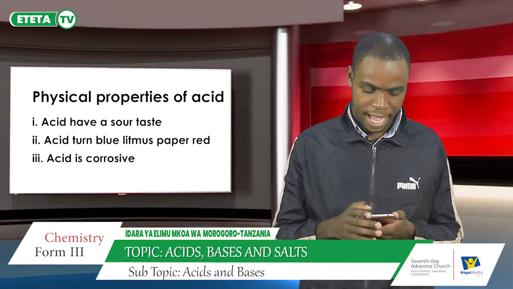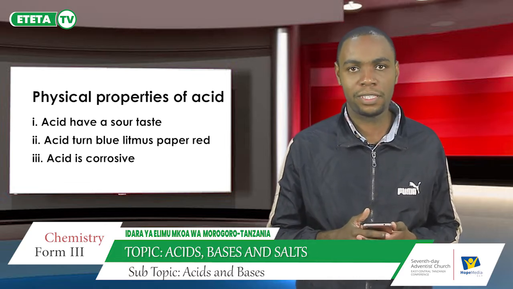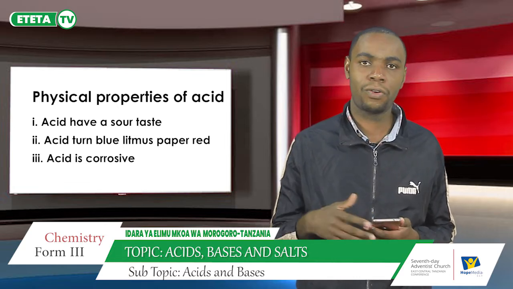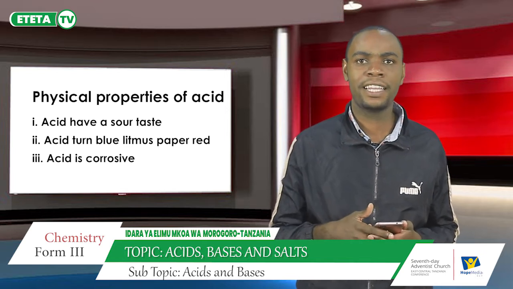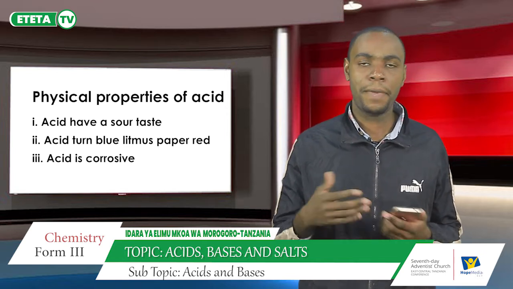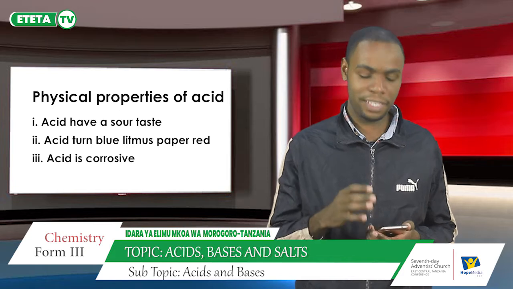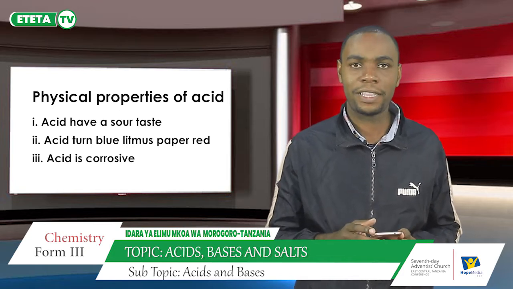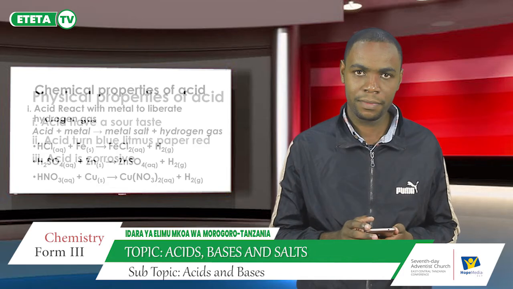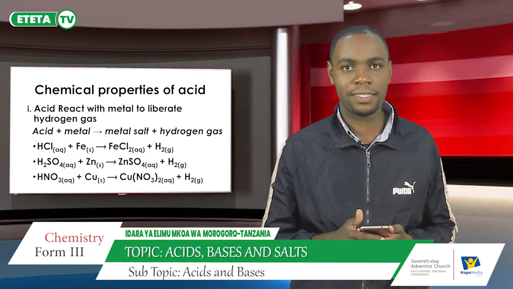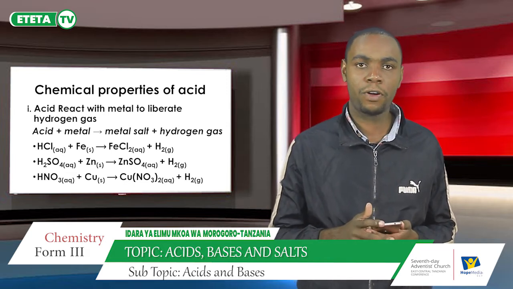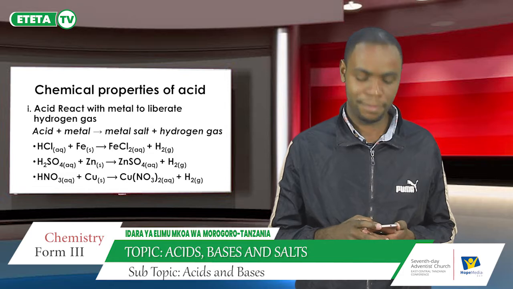And another one, acid is corrosive. I mean it can corrode various materials like the body, metal and others. So these are the physical properties of acid. Out of that, we have the chemical properties of acid.